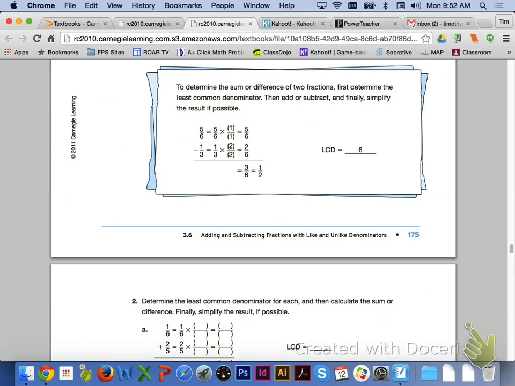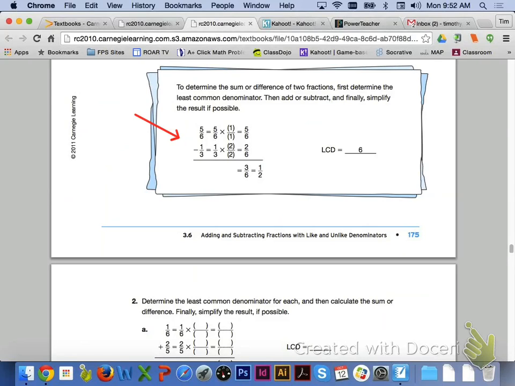To determine the sum or difference of two fractions, first determine the least common denominator, then add or subtract, and finally simplify the result if possible. So let's look first at the example that we see here. We are taking 5/6 minus 1/3. The least common multiple of 6 and 3 is going to be 6. So our least common denominator will be 6.